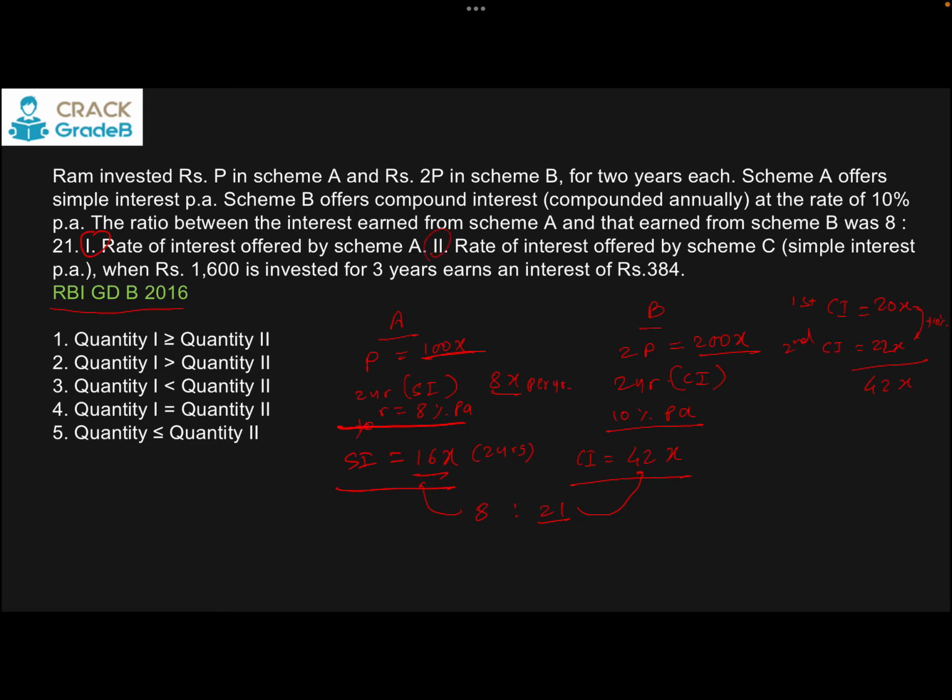Now quantity 2, rate of interest offered by scheme C when this is invested for 3 years earns 384. So you can use the formula here. In case of quantity 2, we can just use the formula that simple interest is equal to P and R upon 100. So simple interest is given as 384 is equal to principal into number of years into rate of interest upon 100.